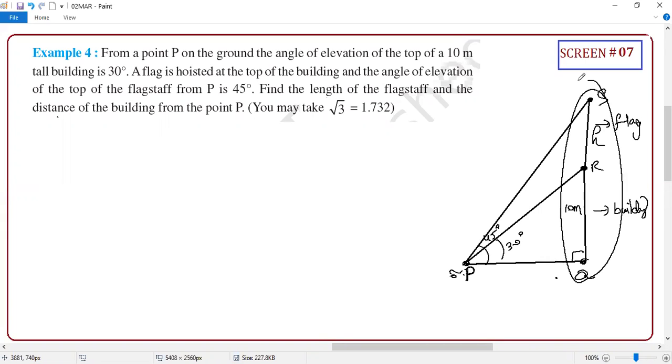What is the total height? Quickly. 10 plus h. 10 plus h is a height. Okay, Arsh, what are you doing? You are not responding anything. So your QS is 10 plus h.